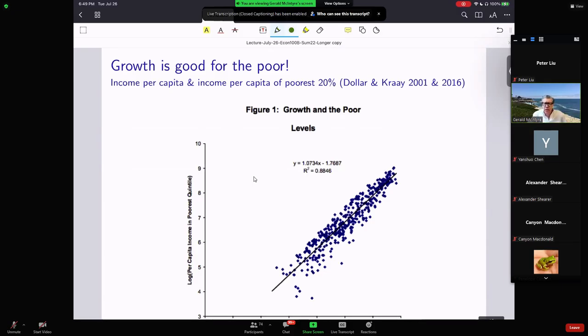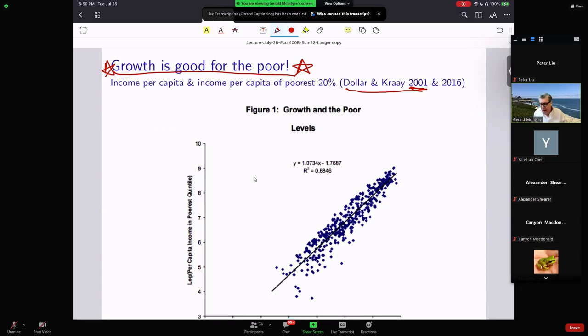It turns out some of the points I've just made can be starkly presented in the following way: growth is actually good for the poor. This claim was first made by two economists, Dollar and Kraay at the World Bank. They did a study in 2001 that was so astonishing that it was widely discussed at the time. They waited 15 years, and then they redid the study with another set of data, a wider set of observations and a wider data set.